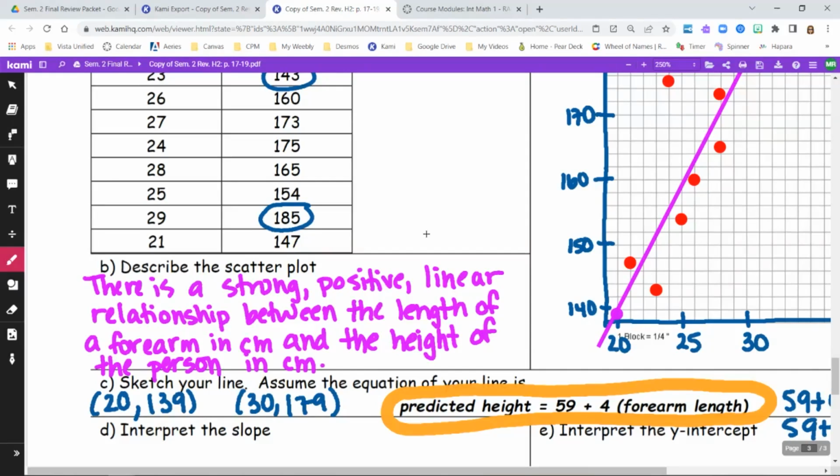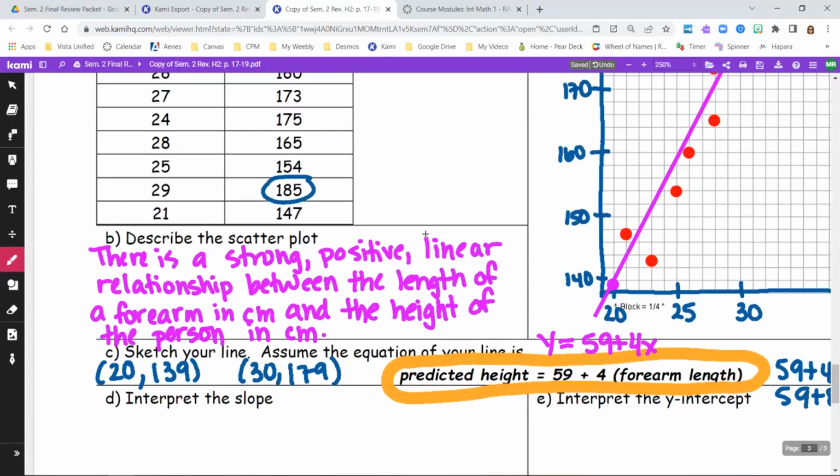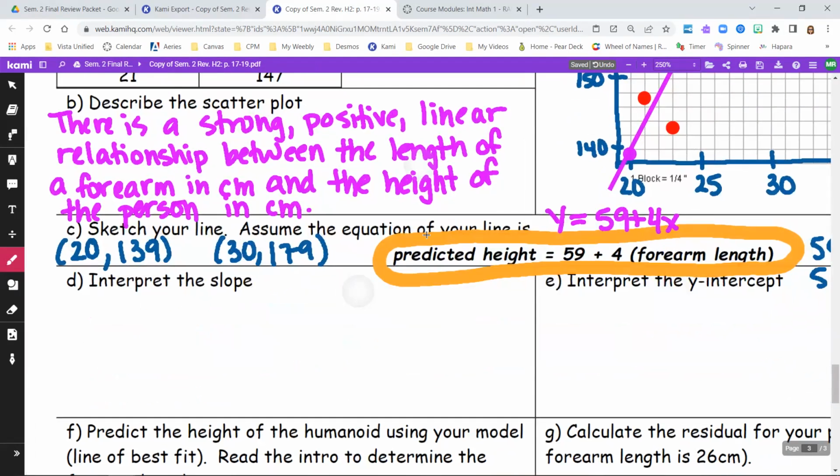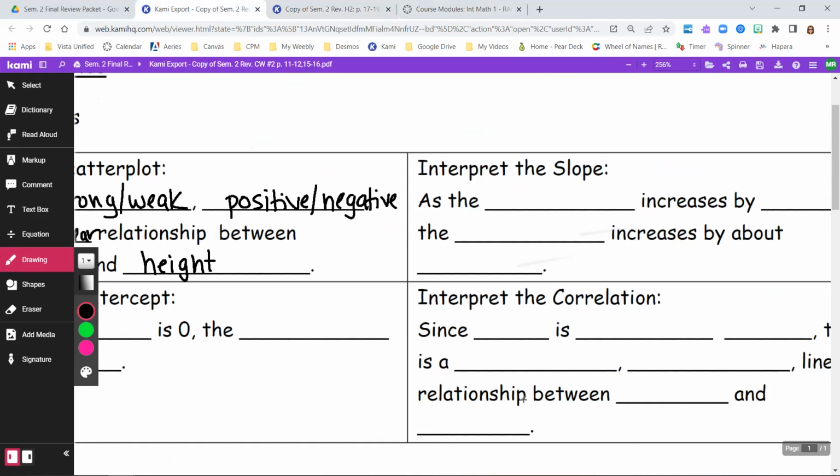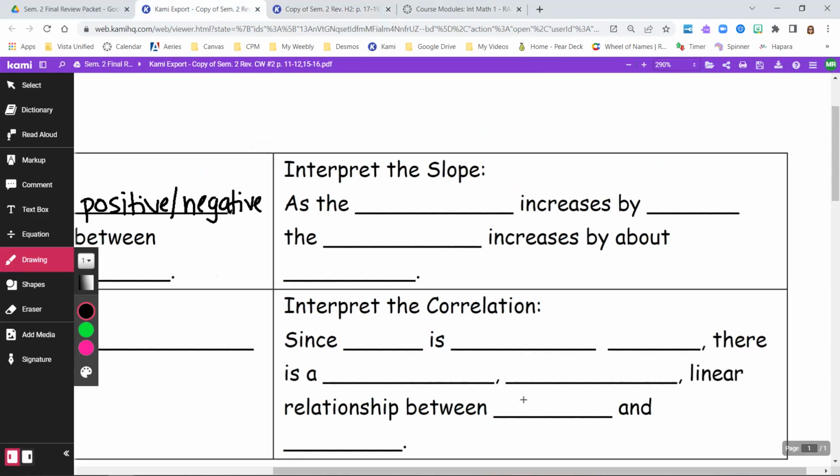Okay, these are our sentence frames. Now, when we say interpret the slope, this equation would really be y equals 59 plus 4x. The 4 is the slope and the 59 is the y-intercept. So when I interpret the slope, again, I'm going to be using these sentence frames. So as the x increases by 1 unit, the y increases or decreases by about.